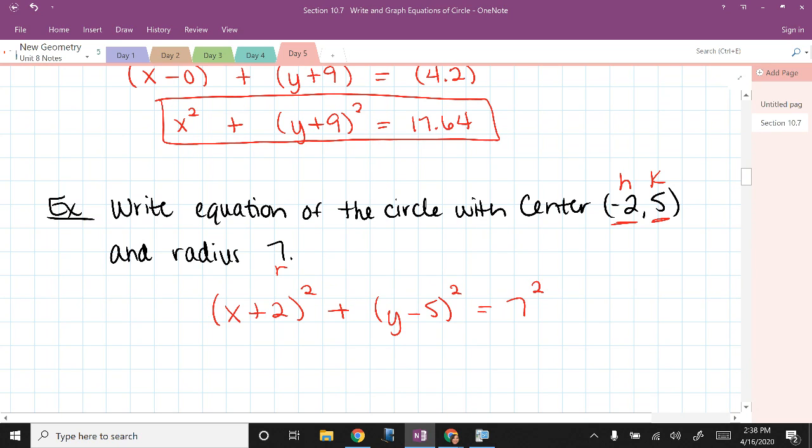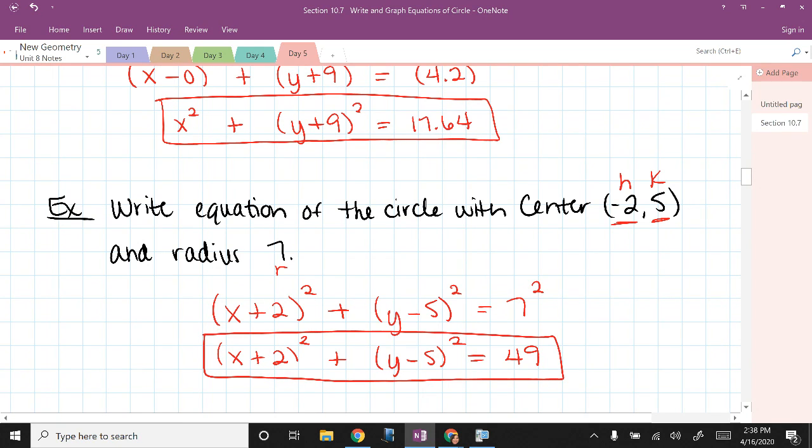Then I just have to simplify 7 squared since I already changed my signs. (X plus 2) squared plus (Y minus 5) squared equals 49. And that is my equation of a circle. You don't simplify it past that. You keep those parentheses and you keep those squares out there. The only thing is this is the opposite of whatever your H is, and this right here is the opposite of whatever your K is. And then you square your radius for your equation.